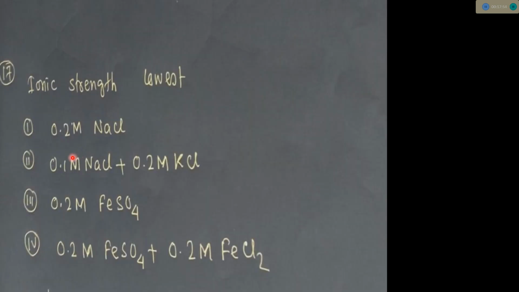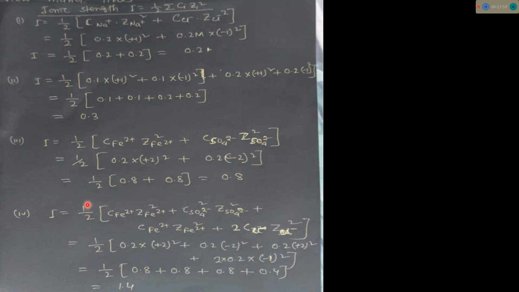In the third case, 0.2 molar FeSO4. FeSO4 means Fe2 plus and SO4 2 minus, so the concentration and charge of Fe2 plus, and the concentration and charge of SO4 2 minus. The cation and anion concentration is 0.2 molar, so 0.2 plus 2 charge whole square, 0.2 molar concentration minus 2 charge of SO4 2 minus, so total 0.8 plus 0.8 by 2, which is 0.8.